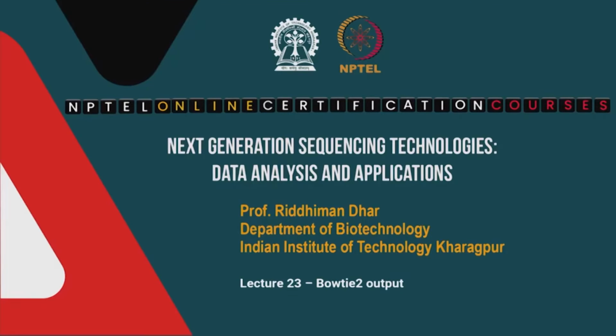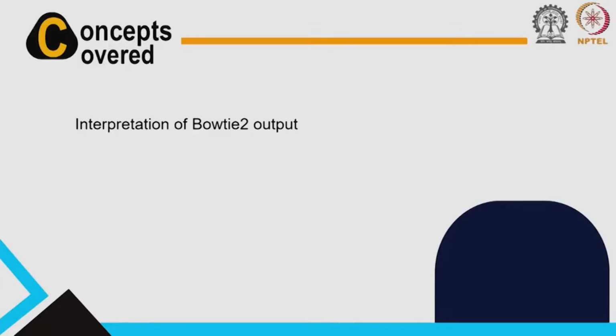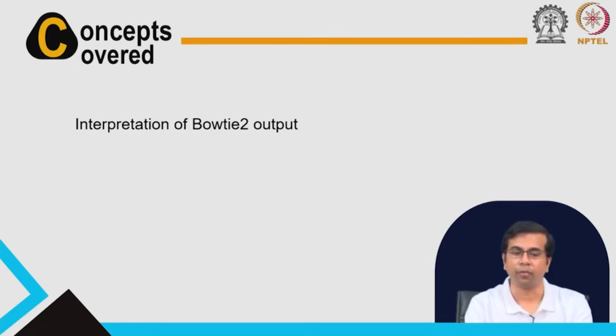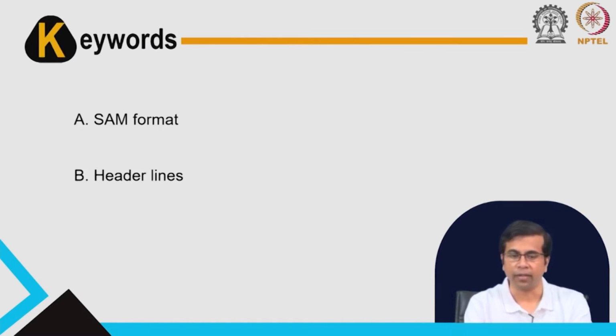We have also seen how we can do this mapping. So, in today's class we will be discussing how we interpret this data. Once we have generated this output file from Bowtie2, how can we interpret it? This is the concept that we will be covering in today's class. We will interpret the Bowtie2 output, because this is a very complex file and there are a lot of details in that file. These are the keywords that we will come across: one is called SAM format, the other is header lines.